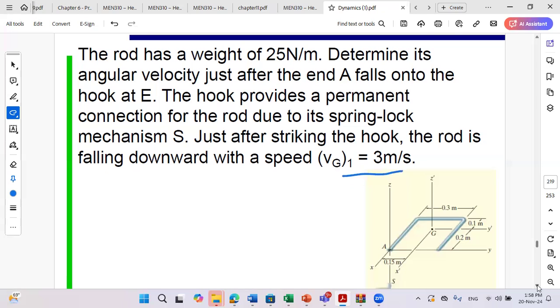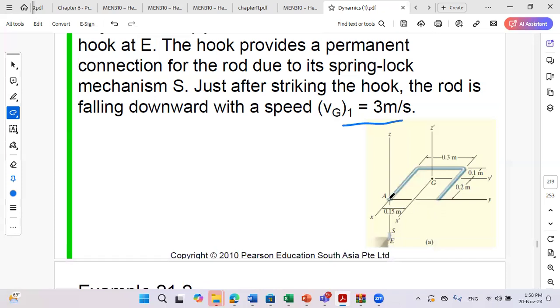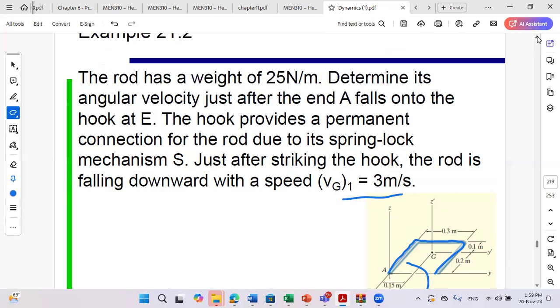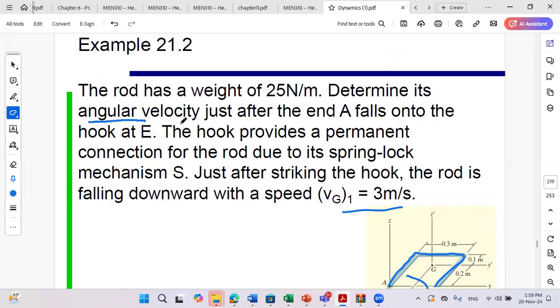Okay, so now in this problem, what do we have? We have a rod formed by 3 parts. It's initially at rest, and then it will rotate, and it will be in contact with E. Then what they want us to do is to find the angular velocity omega at state 2, just after the end A falls onto the hook at E. So we need to find the value of omega 2, knowing that it started, so this is the initial position. This is position 1.